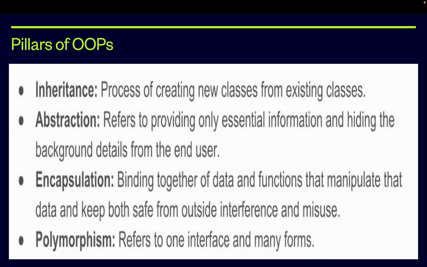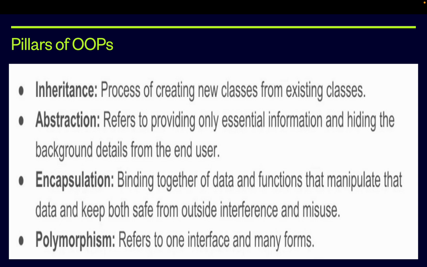Main pillars of object-oriented programming. There are four main pillars of object-oriented programming. First, we have inheritance, the process of creating a new class from an existing class. It is all about learning from the parents and building those characteristics into the child. Then we have abstraction, which refers to providing only essential information and hiding the background details from the end user. So only functions are available to the end user.